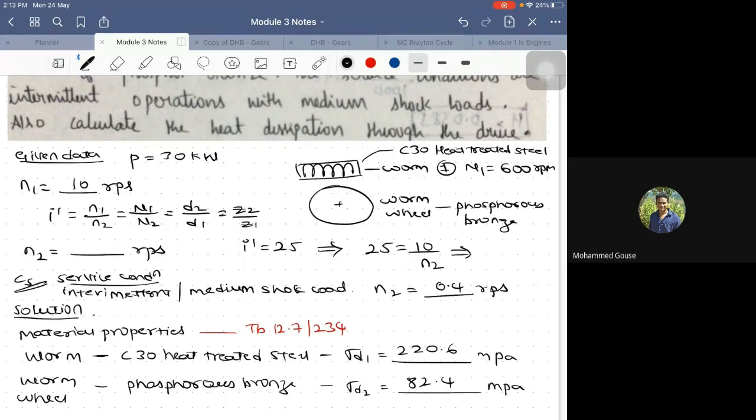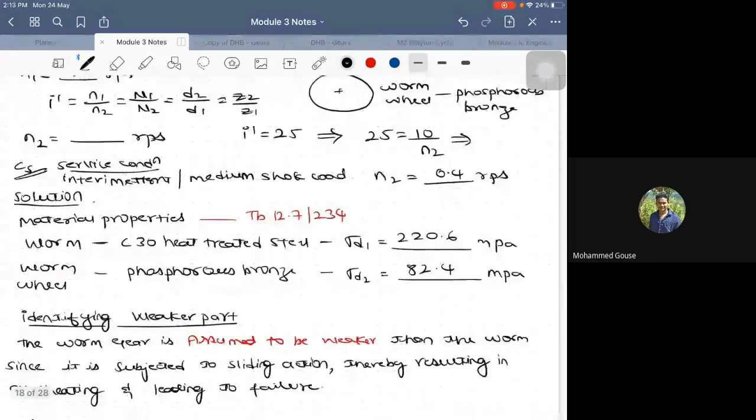Once you've got the material specifications from the table, it is time to identify the weaker part. In a worm and worm wheel, which do you identify as the weaker part, and why? Whether it is the worm or the worm wheel, always you identify the weaker part to be the worm wheel.